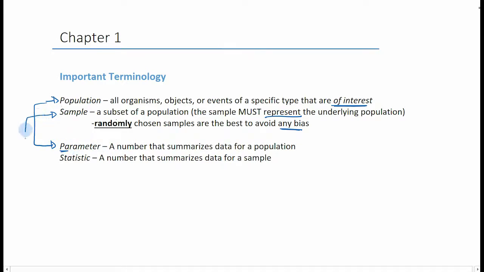If you have a number that summarizes your sample data, that is called a statistic. And the easy way to remember this, P for population, P for parameter, S for sample, and S for statistic. So again, sometimes we're able to find the population data, in which case when we summarize it, it'll be a parameter. Other times we have to use samples, so when we summarize sample data, it's called a statistic.